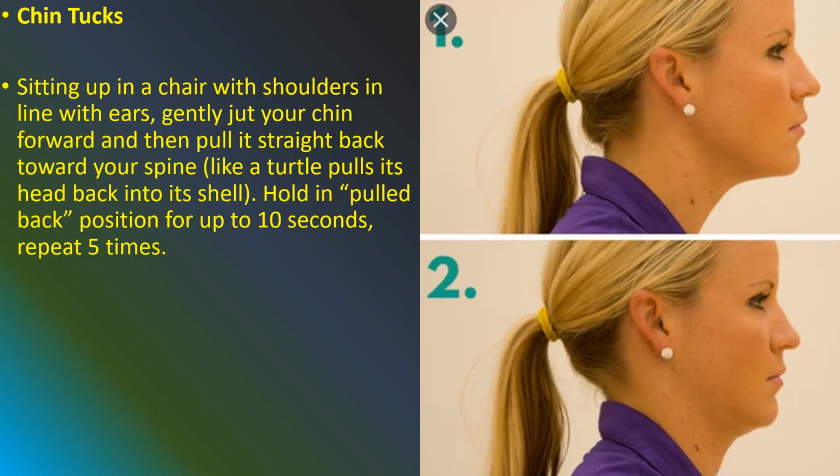Chin tucks. Sit up in a chair with shoulders in line with the ears. The chin and the ear should both line up. Gently push your chin forward and then pull it straight back toward your spine, like a turtle pulls its head back into its shell. Hold the pulled back position for up to 10 seconds. Repeat 5 times. It will help make the correct line for the body muscles. So this is called the chin tucks exercise.